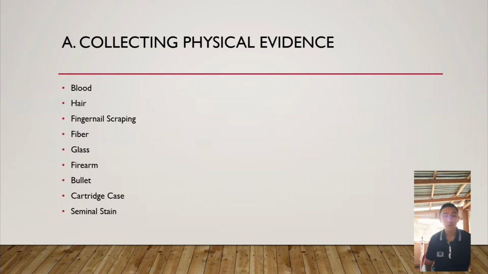So the first one is collecting physical evidence. All items that were found in the crime scene should be collected. The collecting officer should not decide whether a certain item is relevant or irrelevant. Small pieces of evidence must also be given importance. Collecting them is necessary. So, an example of physical evidence is, first, blood.